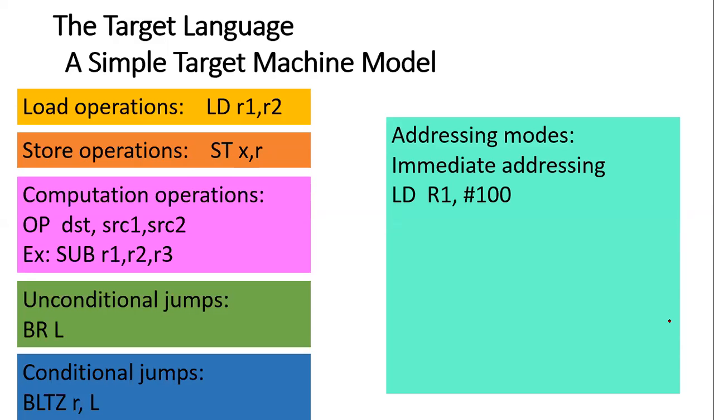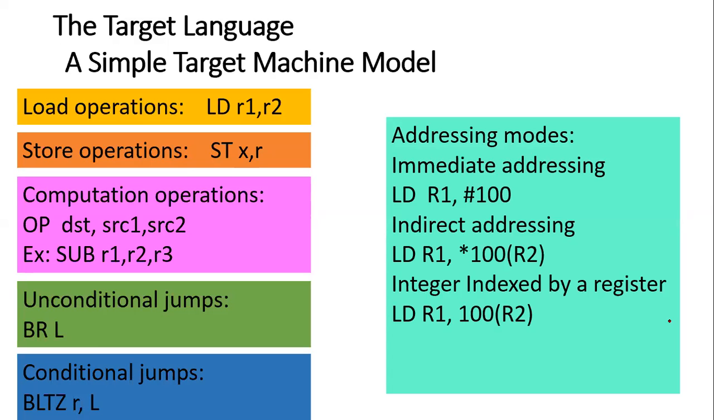Immediate addressing mode, how we are representing, see this, like this. Load R1 with the value 100, hash indicates immediate. Indirect addressing, this star indicates indirect. It is content of 100 plus content of R2, so content of content. That's what is indicated by star. Indirect addressing, which you already know. And indexed, integer indexed, just 100 indicates the index location. You can represent the same thing with the variable also, R1, A of R2. That means it is also an indexed address.